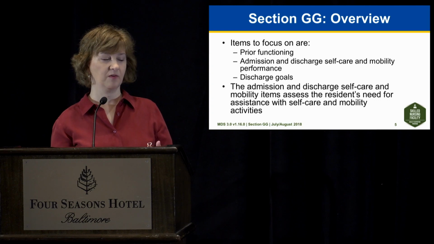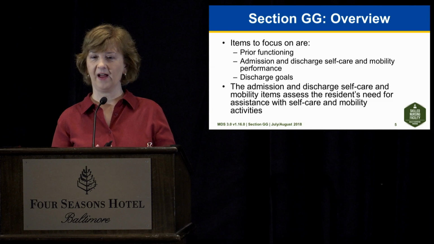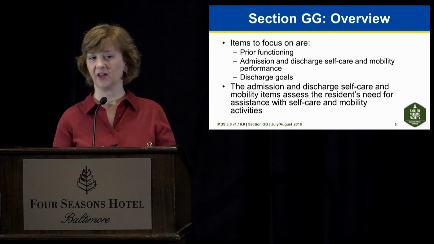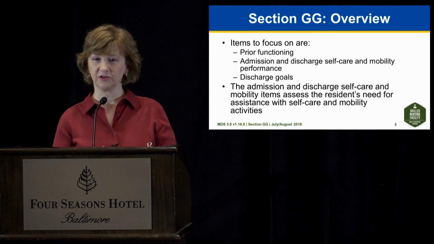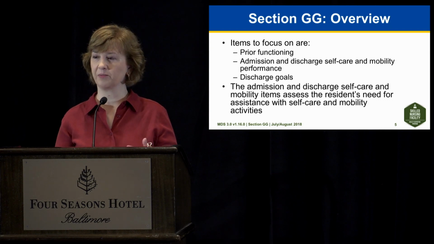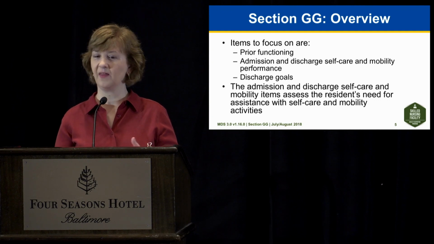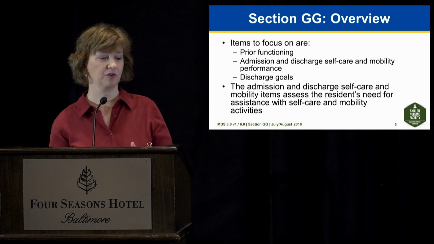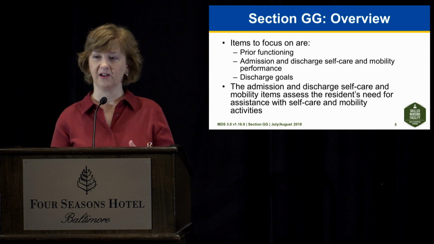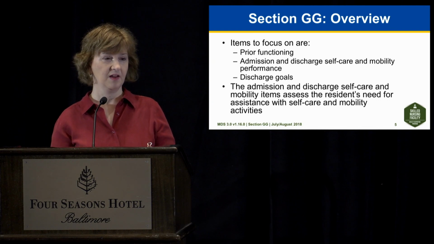The first set of items relate to prior functioning. So there are aspects of functioning that are important in terms of the quality measure calculation that relate to the person's status prior to the current illness, exacerbation, or injury, and that would be immediately prior to the illness, exacerbation, or injury. So we'll be covering two sets of questions that relate to prior functioning.